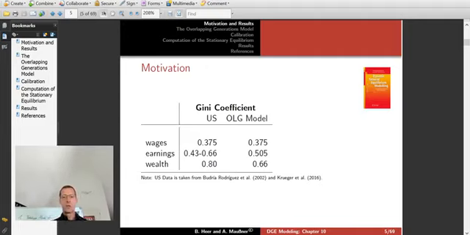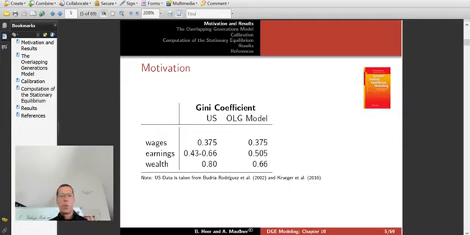Now, the Gini coefficient is a measure between 0 and 1, of course, and 1 meaning that we have complete concentration. Just one guy gets all the wages, all the earnings, or all the wealth. And 0 means that we have an equal distribution.